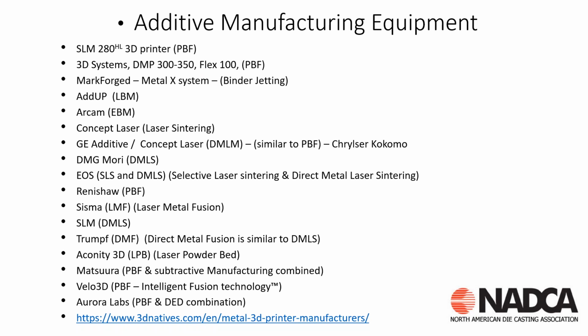So moving from the properties to the actual equipment, this is a list of printers that are available today. At the end of each one of these printer names, I put down the type of printer that it is. So we've got an SLM 280, that's a powder bed fusion machine. 3D Systems has a printer out, and those are powder bed fusion.